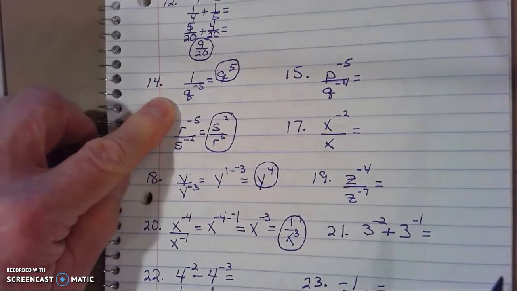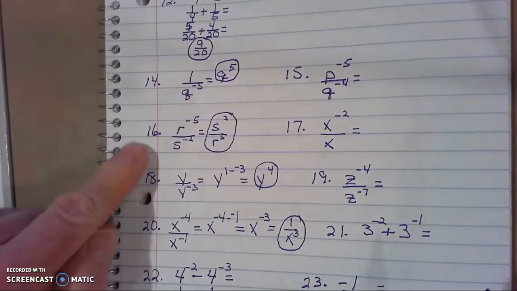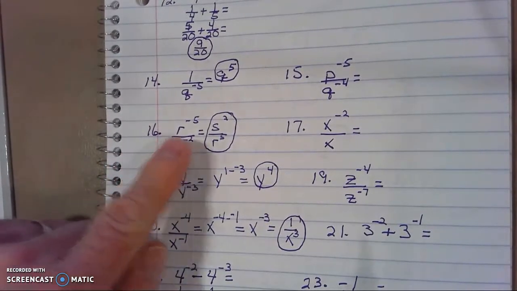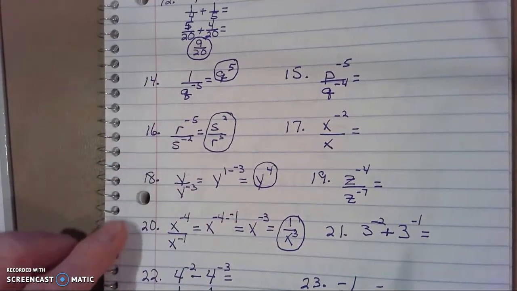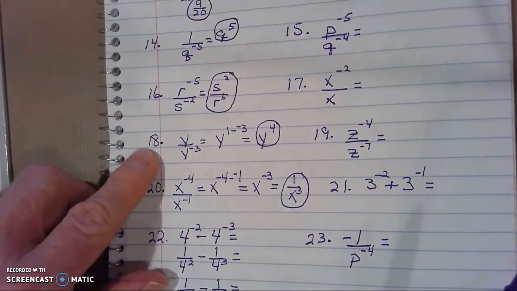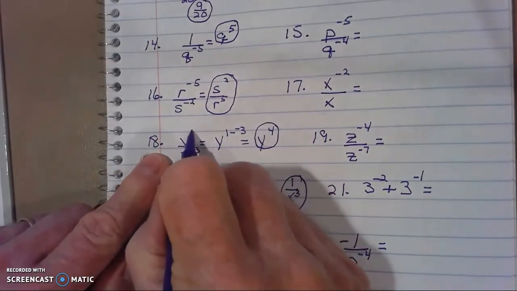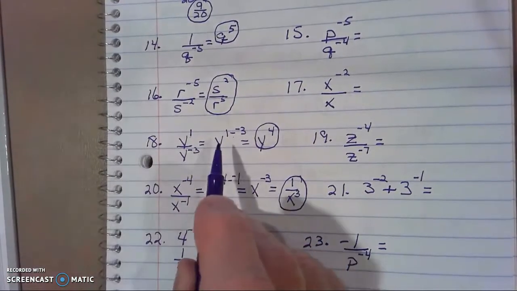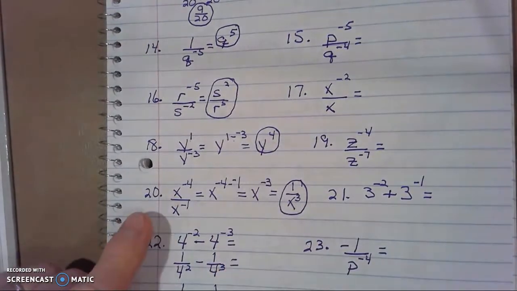14, to get rid of your negative exponent, it's in the denominator, you move it to the numerator. 16, both have negative exponents, so the s moves to the numerator, the r moves to the denominator. 18, both of them have y's, don't they? So the top one is y to the first, so we take 1 minus the negative 3 on the bottom because you're dividing, so you subtract exponents.